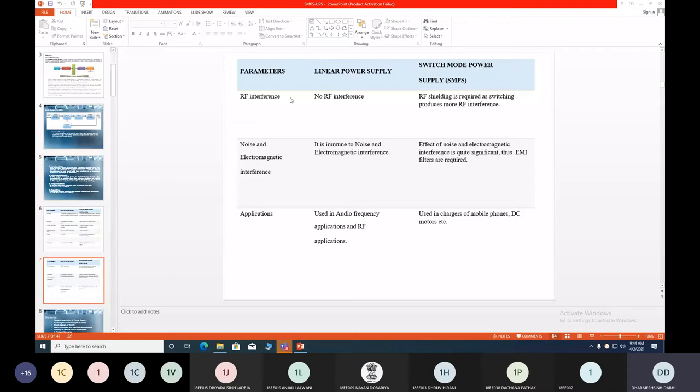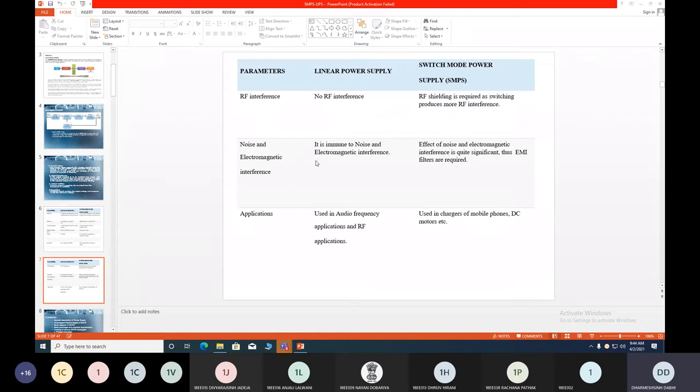Radio frequency interference does not happen in the linear power supply because it is operated at 50 or 60 hertz, whereas radio frequency shielding is required in the case of SMPS because it is operated at very high frequency. So it may affect the nearby communication lines. If the frequency of the SMPS and the nearby communication line frequency match, that will affect the communication. So radio frequency shielding is required in SMPS. This is a disadvantage of SMPS.